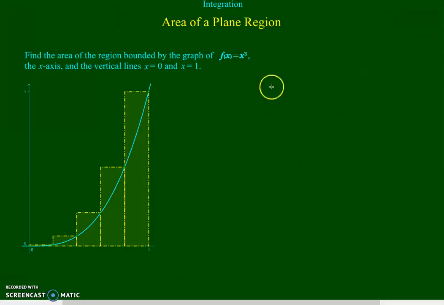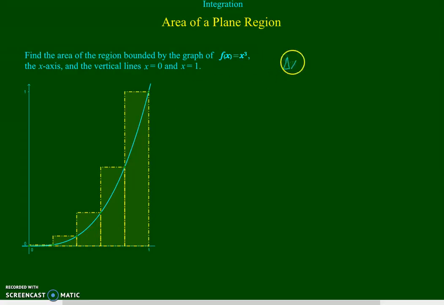So in this example, we have the function f of x equals x to the third. We're looking for the area of the region bounded by the graph of the function, the x-axis, and the vertical lines x equals 0 and x equals 1. So let's begin. The first thing we're going to do is find our delta x sub i and our x sub i. So first order of business, our delta x sub i.